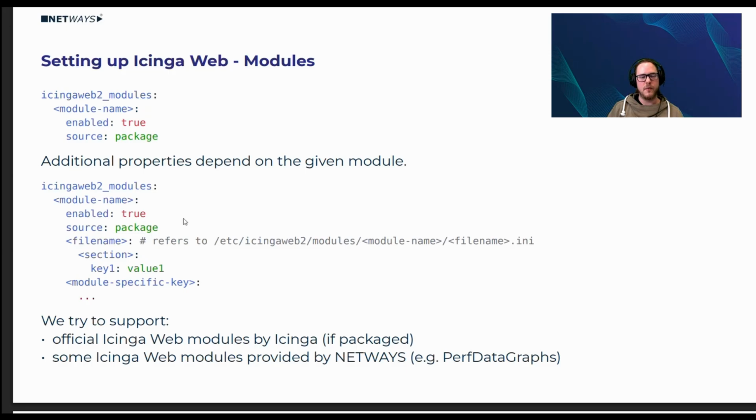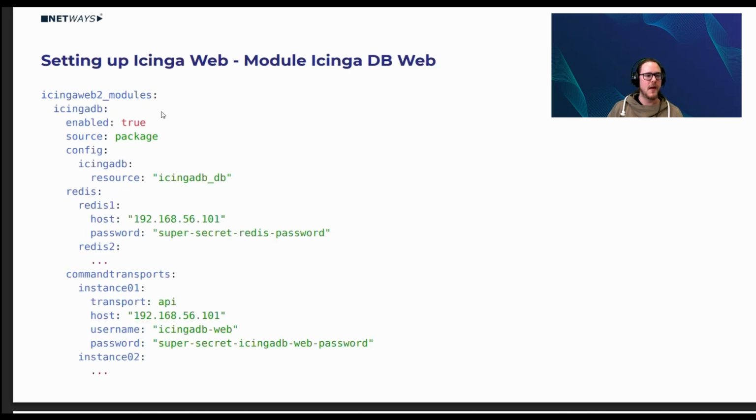And what many modules do, we often have a file name that is basically a key, followed by a section, followed by key value pairs again. You will see it in the next slide, just to show you again. In this case, Icinga DB needs to be configured. We want the config.ini to be written. So this is referring to the config.ini. And in there, we have the Icinga DB section in the ini format. And in there, we have a resource key followed by the Icinga DB _DB value. That's basically everything we do. We just take what you give us and put it into ini files.